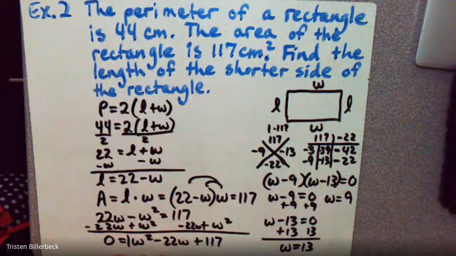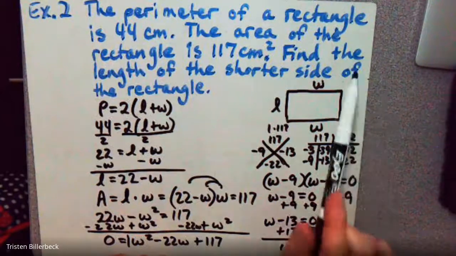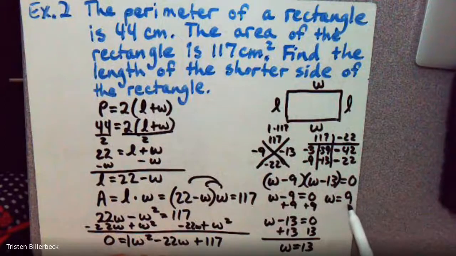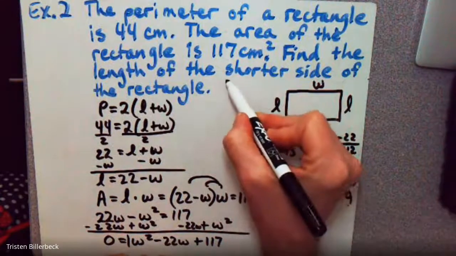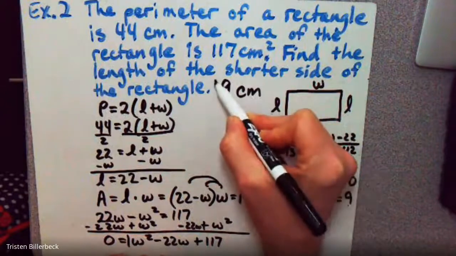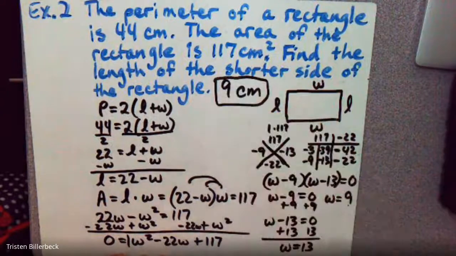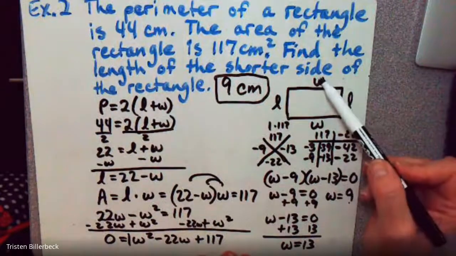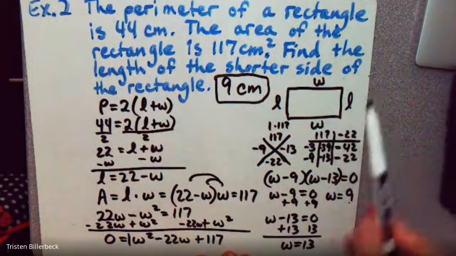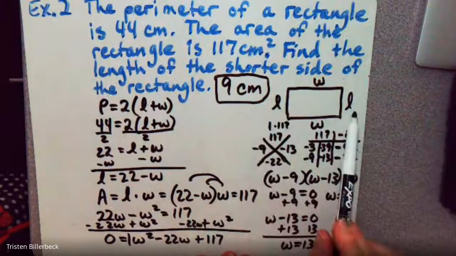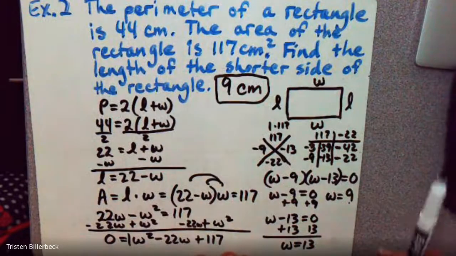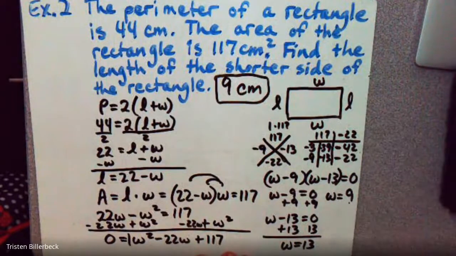Now we have to go back and read what they're asking us for. It says find the length of the shorter side of the rectangle. Well, 9 is the shorter side, so we're going to write 9 centimeters for our answer. We can quickly check to see if we did it right. 26 plus 18 gives us 44. And if we multiply 9 times 13, we get 117, so we're good to go.